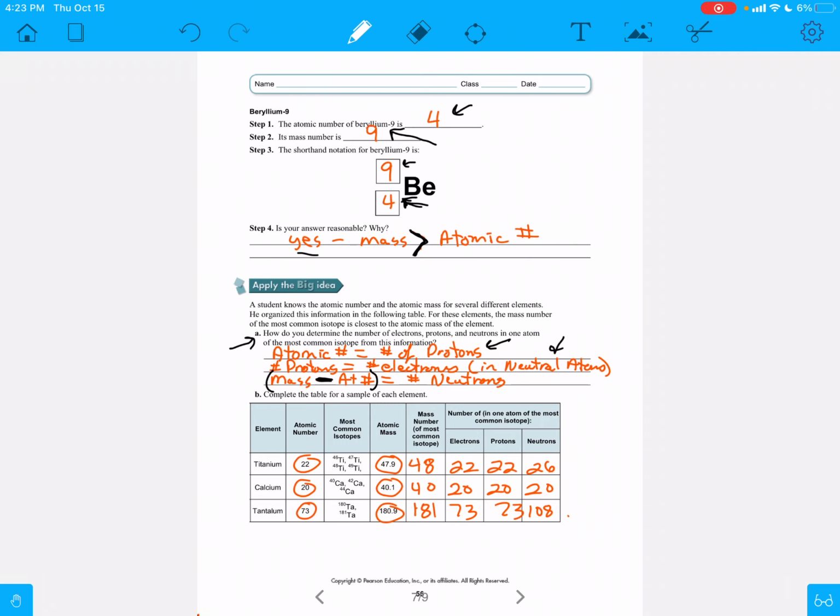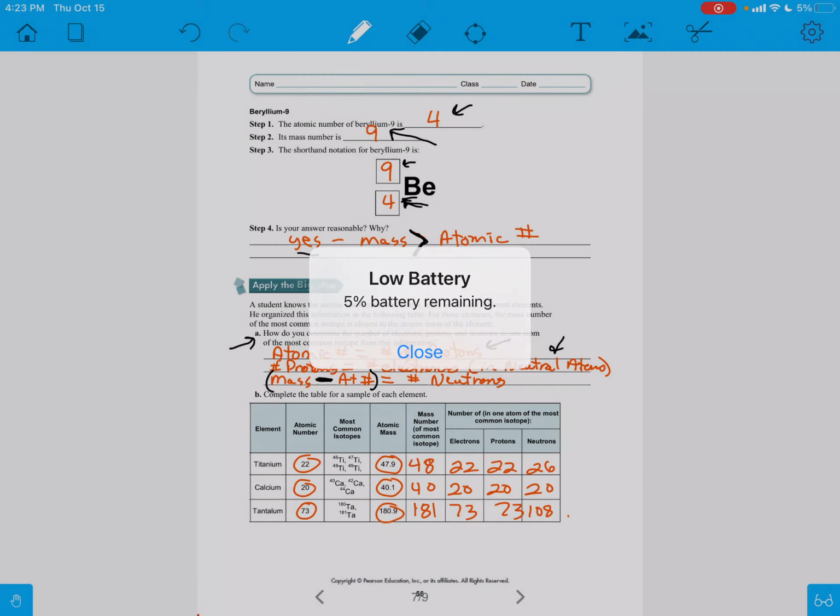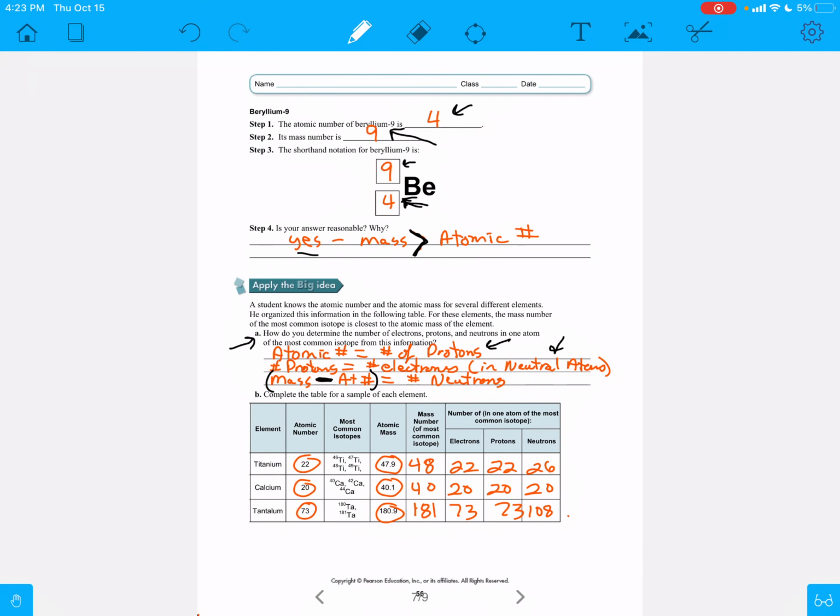So when you do that, and when you use this, whoops, about to run out of battery power here next. Oh my goodness, we just got problems everywhere.